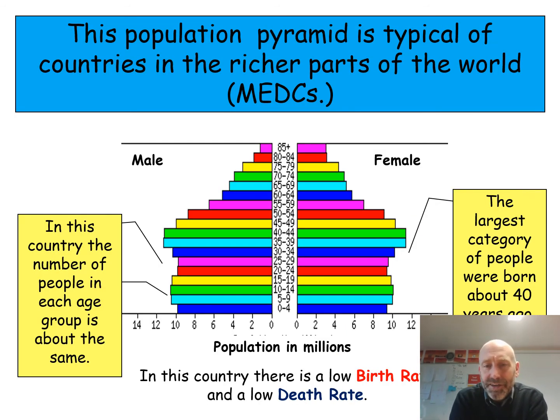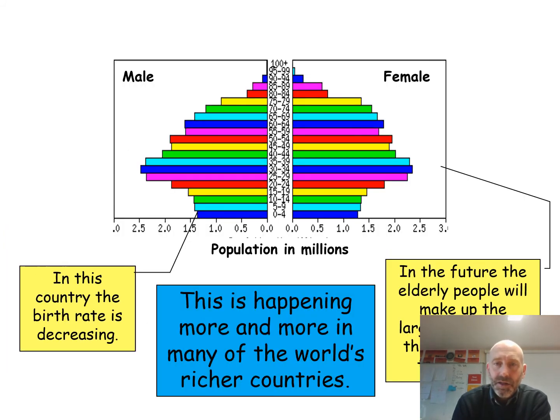This one, again, is typical of richer parts of the world. So we've got a narrower birth rate. More people were born, say, 20, 30 years ago, meaning the middle is bigger. And then what we're starting to see is that central bit moving up and the birth rate narrowing, which could lead to problems in the future.